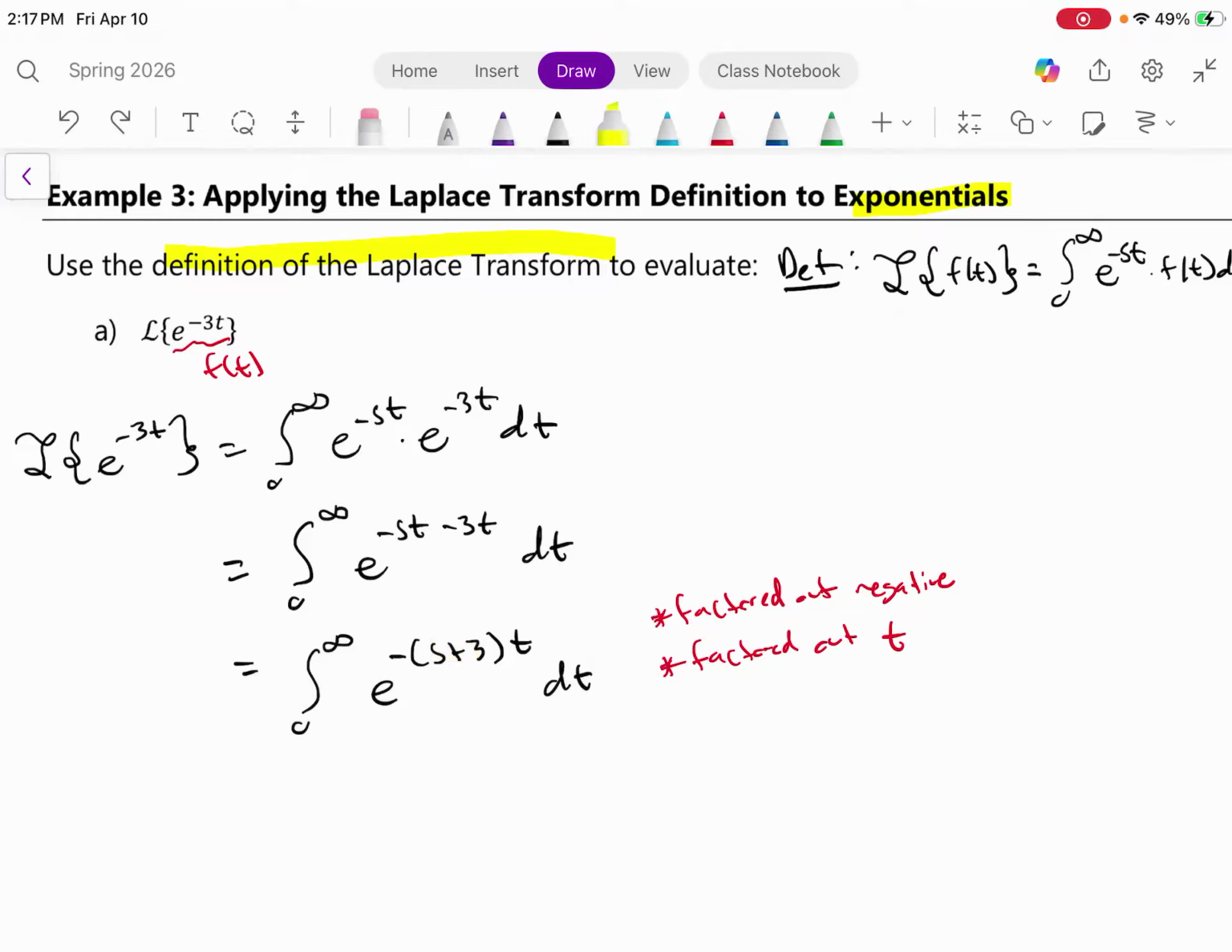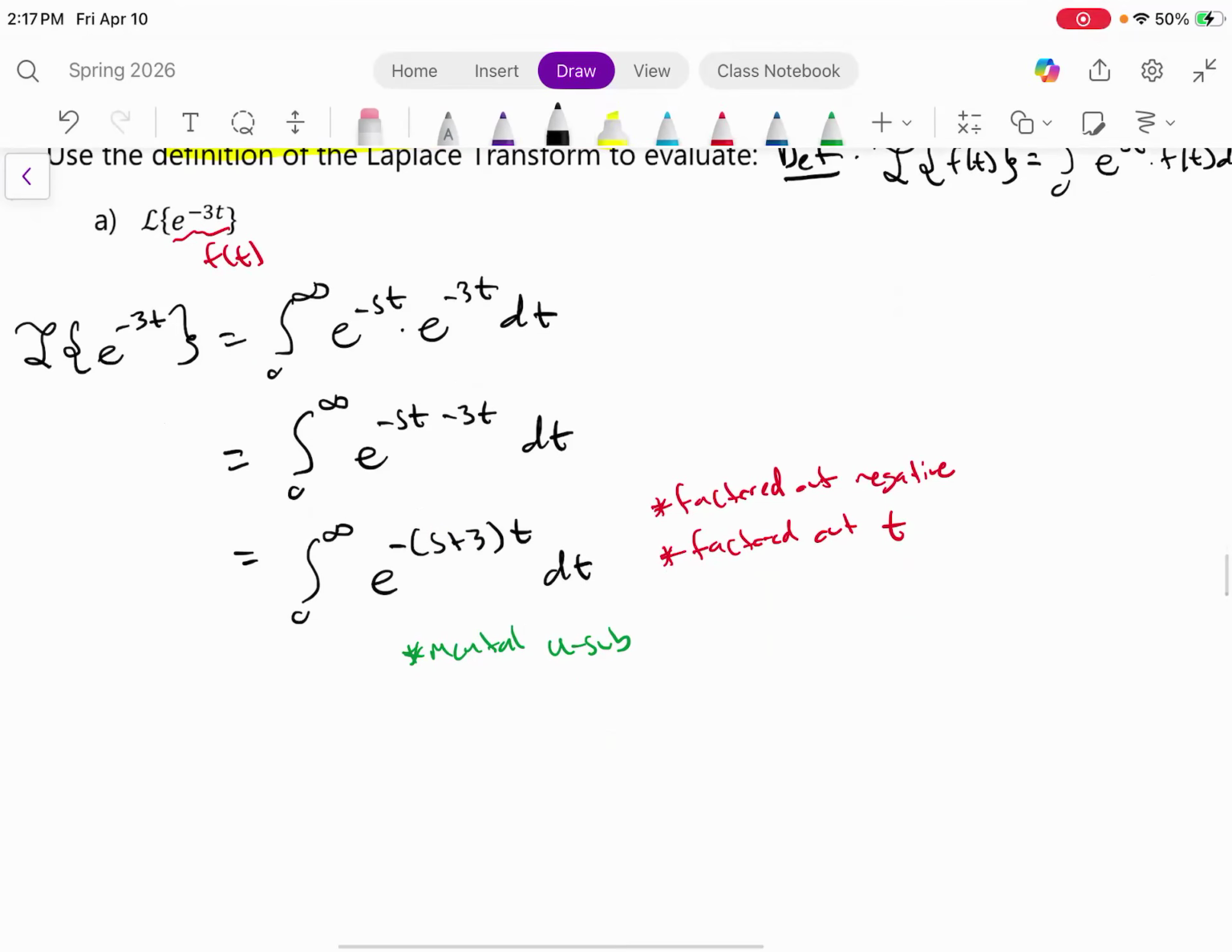Because when we integrate, negative s plus 3 is a constant. So what this integration looks like is e to the negative s plus 3 times t, all over negative s plus 3, and we're going from 0 to infinity.